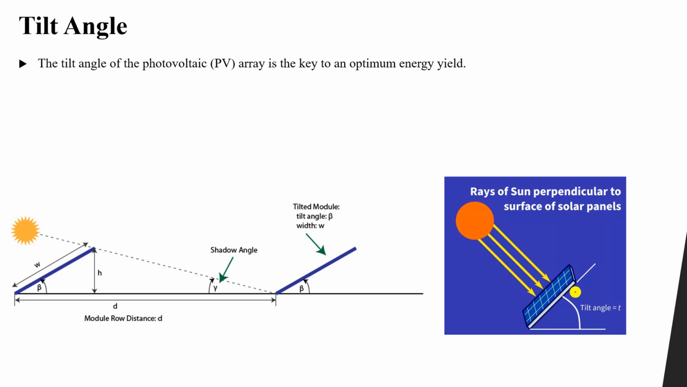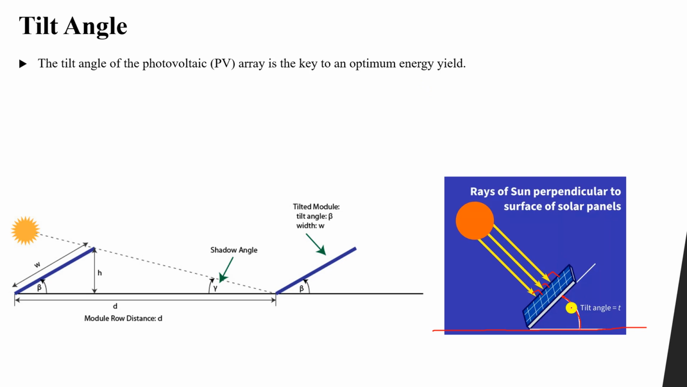It is the angle between the panel itself and the horizontal line. You can see this horizontal line here. The angle between the panel and the horizontal line is called the tilt angle. Now, why is this important? Because we are trying to make the rays of sunlight perpendicular on the panel, 90 degrees on the panel. Why? In order to harvest the maximum power.